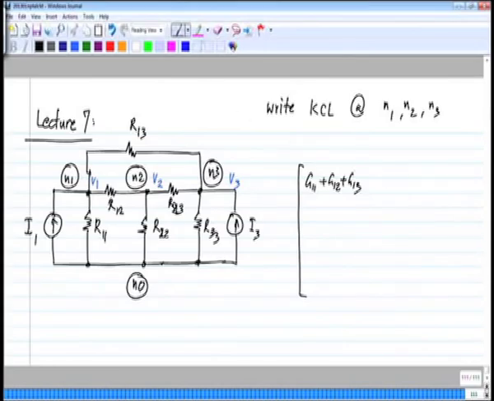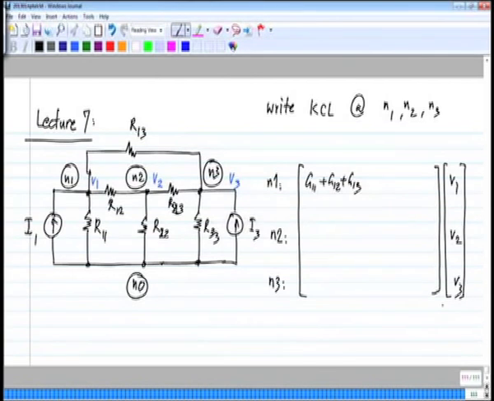We saw that the diagonal elements of this matrix basically correspond to the total conductance connected to each node. The first row corresponds to the KCL at N1, second row to N2 and third row to N3, and I will use the same ordering for the variables also, that is V1, V2 and V3. The diagonal element A11 corresponds to the total conductance connected to node 1, which is G11, the reciprocal of R11, G12 and G13. Similarly, element 22 will consist of G22, G12 and G23.